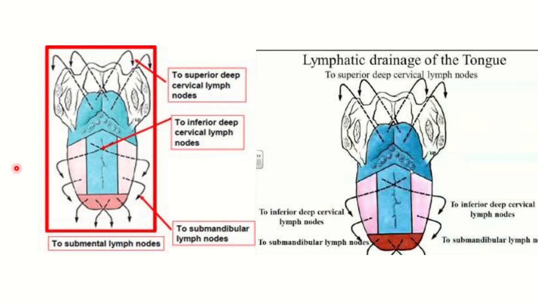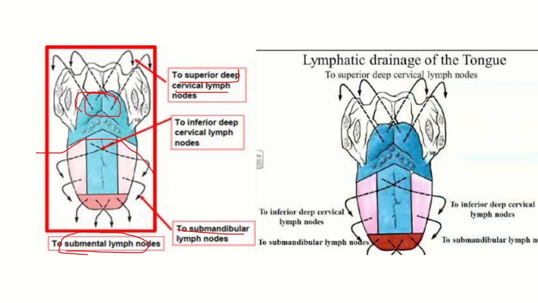So here this is the tongue, and in this tongue this is the anterior two-third, and the anterior two-third drains into the submandibular lymph node, and the submental area drains into the submental lymph node. But the posterior part, here we can see this is the posterior third, and this posterior third drains into the superior deep cervical lymph node.